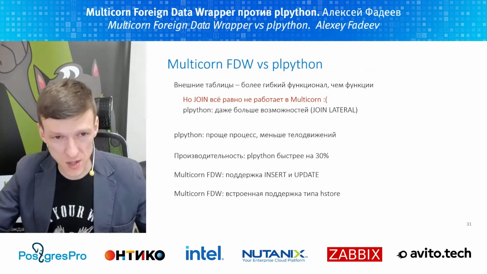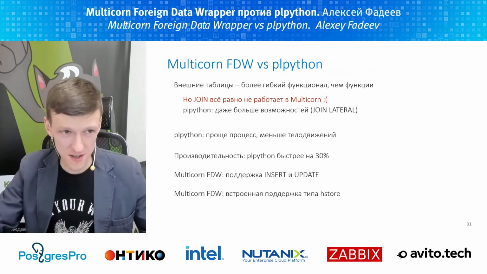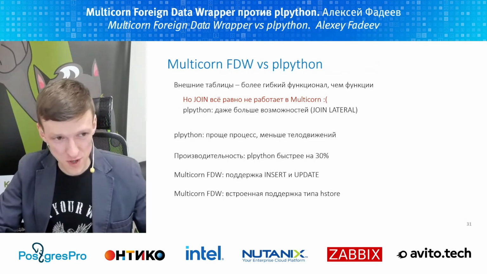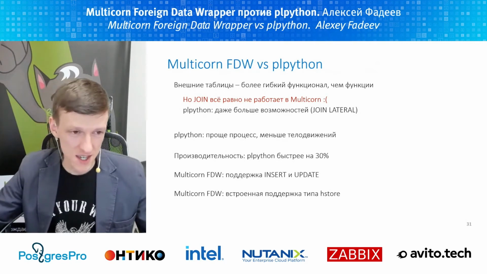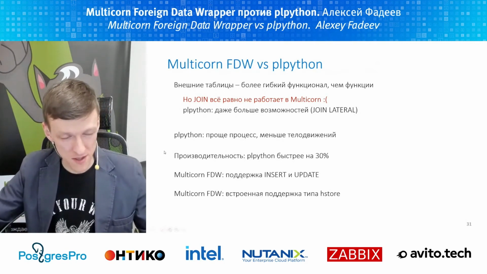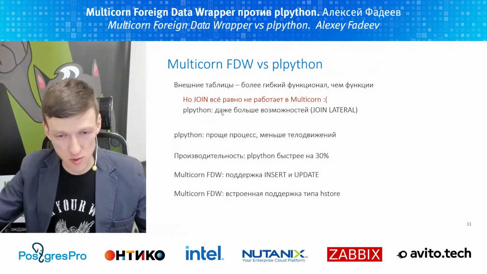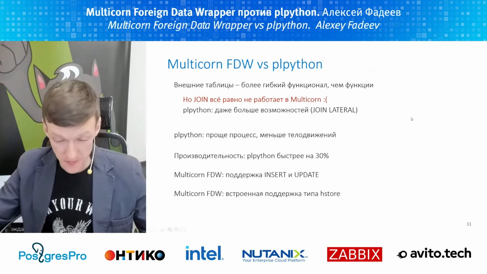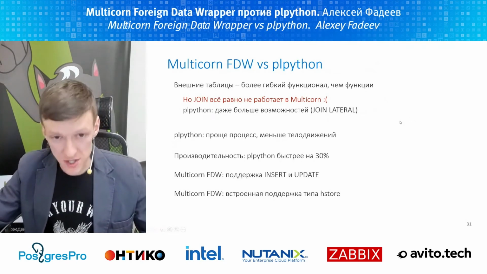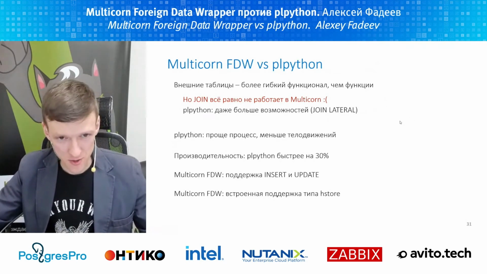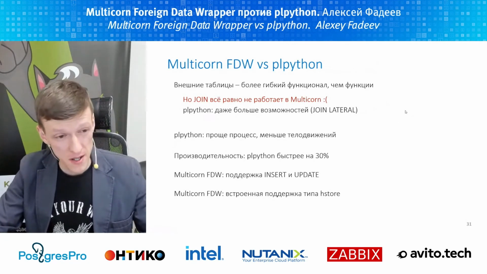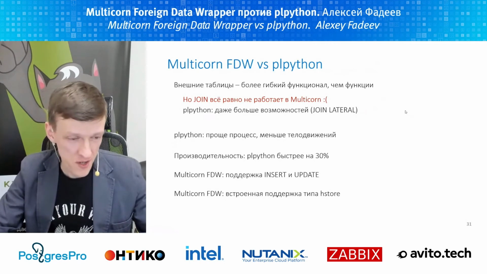Because when we use storage, we can get some limitations. But this is not about multi-core FDW, because of course we can write SQL, but as I said, these joins never work. And on PL Python, we have more opportunities. We use more complicated constructors, such as join lateral. The syntax gets more complicated, but we get a working solution that we didn't manage to get on multi-core.